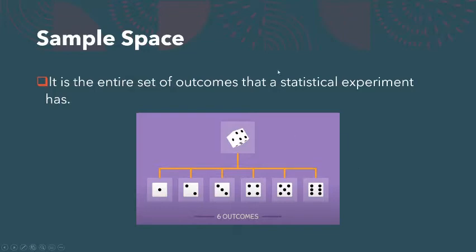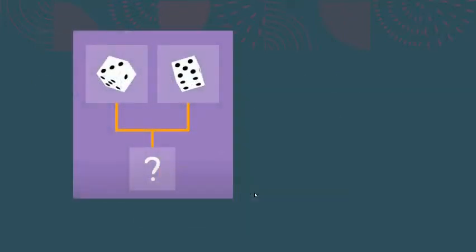So, tulad nito, meron tayo isang 6-sided die. Ang total outcomes niya ay 6. Pwede ka makakuha ng 1, 2, 3, so on and so forth. So, ayun. Para mas maintindihan natin, tignan pa natin tong isa pang example.